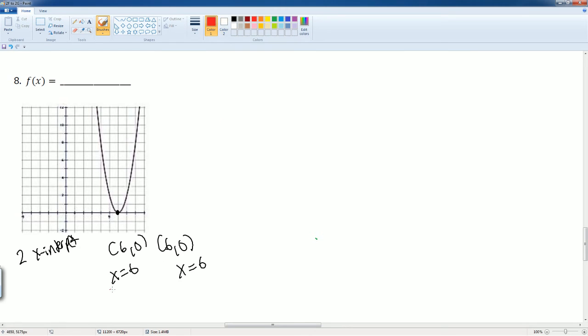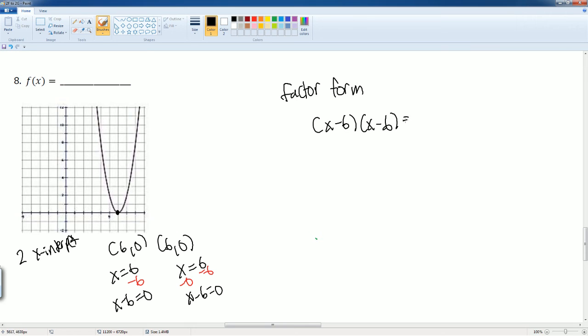Again, we are trying to get into factored form, so we make it 0. Subtract 6 from both sides, leaving you with x minus 6 equals 0. Subtract 6 from both sides. Now you get x minus 6 equals 0. So factored form would look like x minus 6 times x minus 6 equals 0.